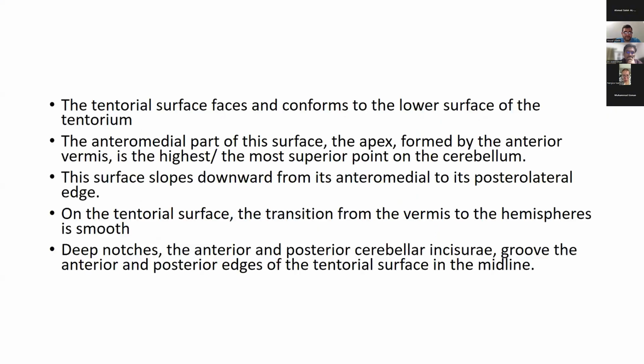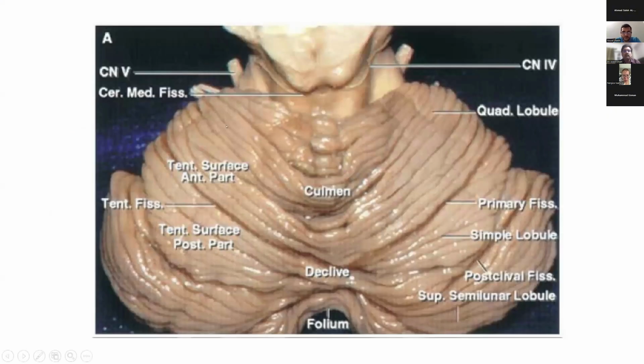So, first of all, the tentorial surface, which faces the undersurface of the tentorium. The anterior-medial part of the tentorial surface is referred to as the apex. This is the part of the vermis which is the highest point of the cerebellum. If you look at it in the sagittal section, it will be the highest part of the cerebellum, so we refer to it as the apex.